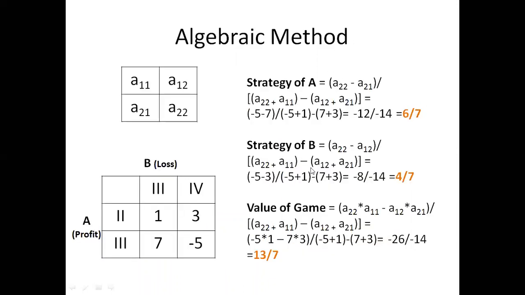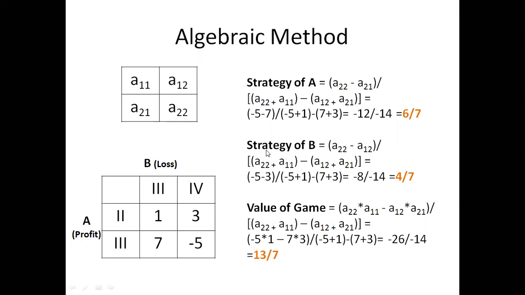Similarly, in order to derive the strategy of B, you simply need to replace A21 by A12. Fine. So what you have is A22, and the denominator will be the same for all cases.